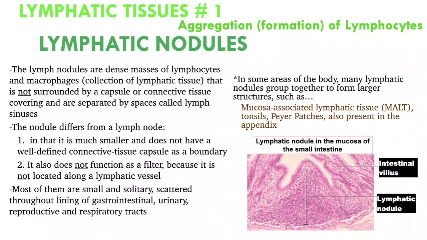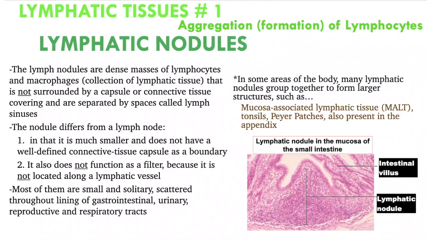A lymph nodule is different from a lymph node primarily because of the size. The lymph node is larger, the lymph nodule is much smaller, and basically the lymph nodule does not have connective tissue covering the whole structure. A lymph node will. So a lymph node will have a capsule or a connective tissue covering. A lymph nodule will not have that covering. Now, most of the lymphatic nodules are smaller and they're more solitary. As we said, the lymph nodes are more in groups. The lymph nodules are more solitary and scattered.